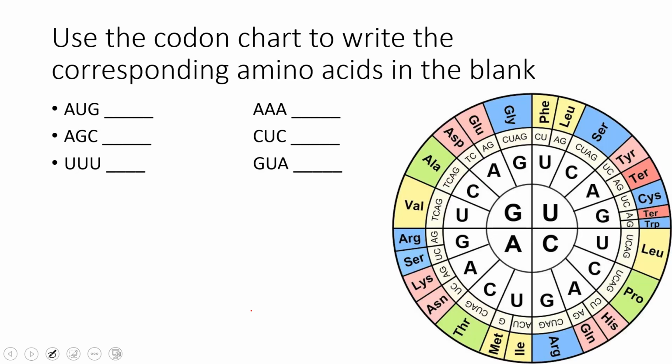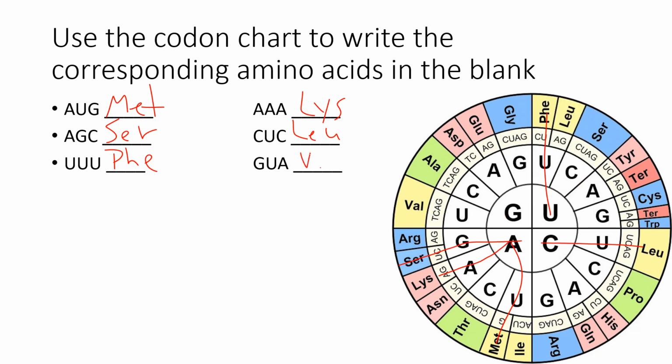Now we're going to practice. Use the codon chart, aka the genetic code, to write the corresponding amino acids in the blank. So we just did AUG. AUG codes for MET, and so you would put MET in that first blank. Next, AAA codes for lysine. AGC codes for serine. CUC codes for leucine. UUU codes for phenylalanine. And GUA codes for valine.